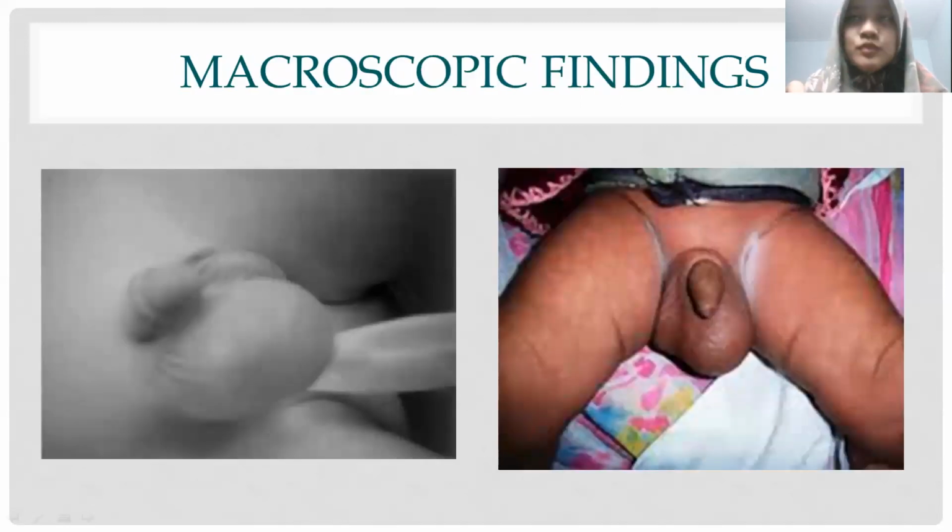This is the macroscopic finding of the hydrocele. There is a swelling in the scrotum, and inside the scrotum there is fluid.